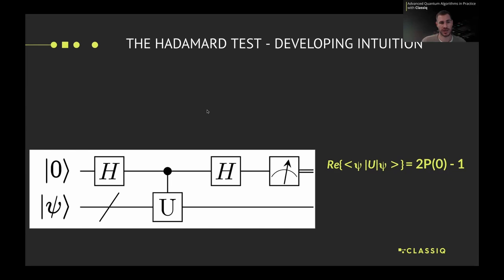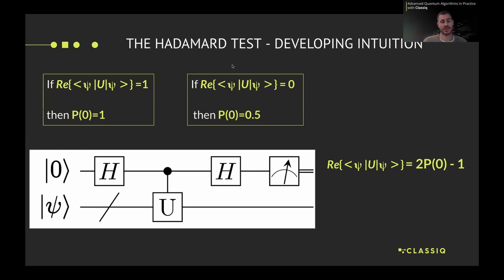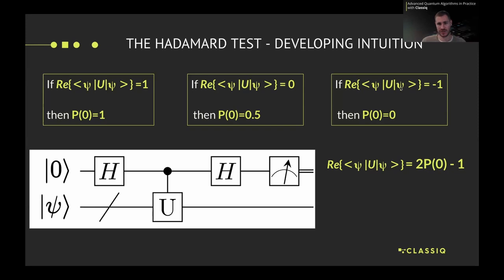So let's develop some intuition with the extreme use cases. If the real part of the expectation value is 1, then the probability of measuring 0 is 1. So let's try to calculate here. We have the real part of the expectation value, so this is 1, and then we understand, okay, the probability of measuring 0 is 1. Now, if the real part of the expectation value is 0, the probability of measuring 0 is 1/2. And if the real part of the expectation value is -1, then the probability of measuring 0 in the test qubit, or the expectation value qubit, is also 0. So here, not as we had in the swap test, we can also measure 0 in the test qubit.